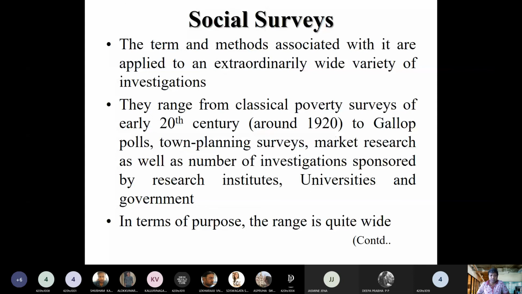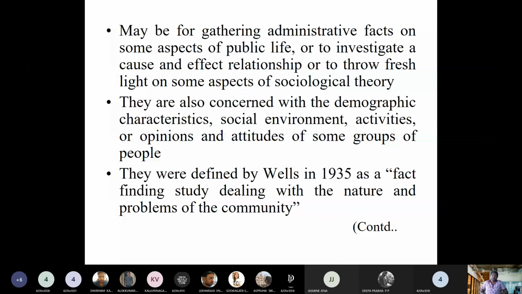In terms of purpose, the range is quite wide. If you look at the purpose of the survey, it is quite wide, because we do surveys for different purposes. Maybe for gathering administrative facts on some aspects of public life, or to investigate a cause and effect relationship, or to throw fresh light on some aspect of sociological theory. We can do the survey on any aspect based on our interest and the time available. They are also concerned with the demographic characteristics, social environment, activities, or opinions and attitudes of some group of people.